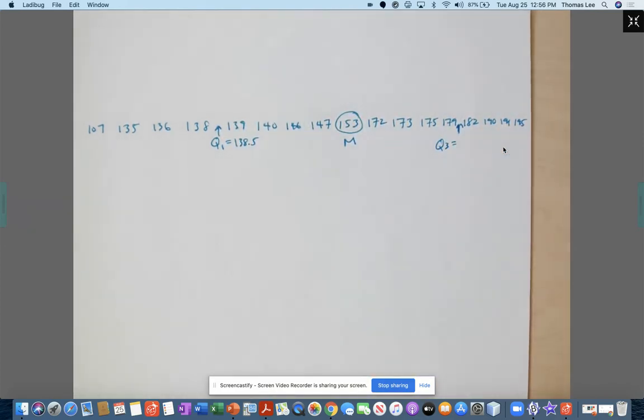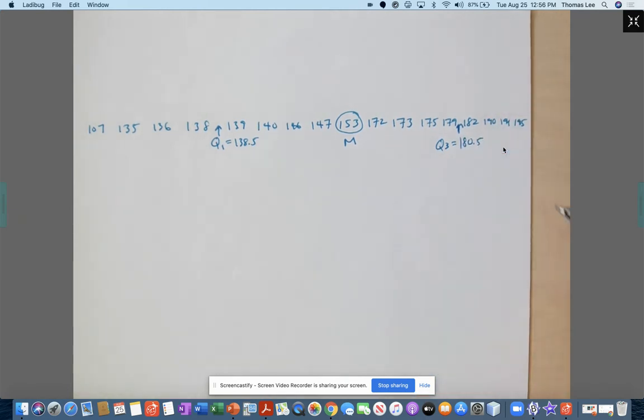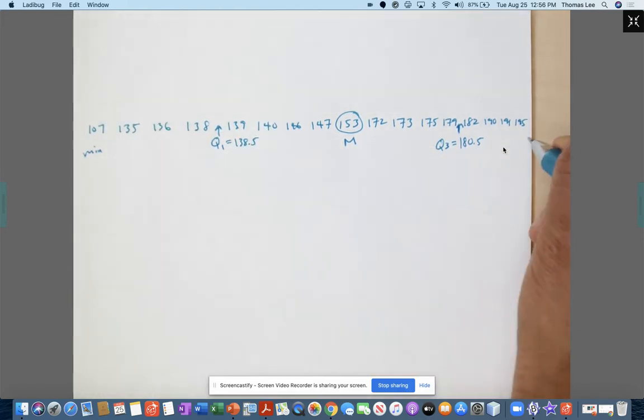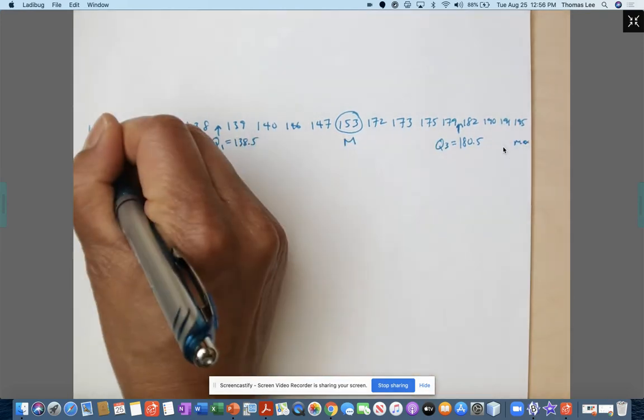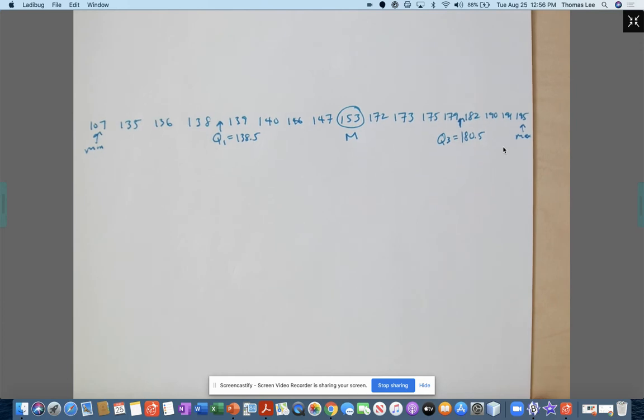is equal to what? 179 plus 182, so 179 plus 182 divided by 2, so 180.5. Okay. And then here's my min. Here's my max. So there's my 5-number summary: my min, my max, Q1, Q3, and my median.